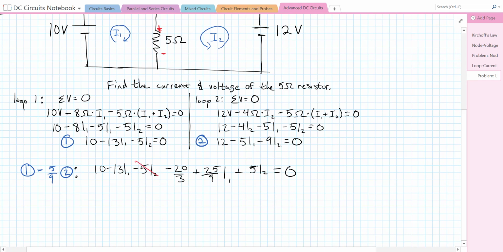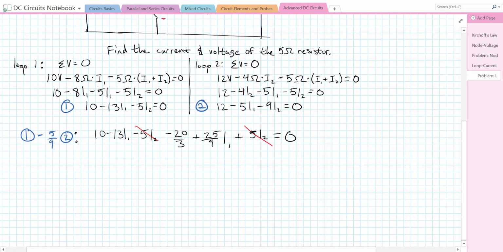Now we have minus 5I2 plus 5I2. Those cancel. We can further simplify this out. 10 minus 20 over 3 ends up being positive 3.33 repeating. And then we are going to get minus 10.22 repeating I1 is equal to 0. That's just from plugging things into a calculator and grouping up.